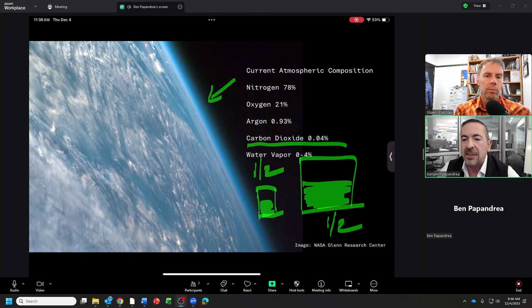So we have to look at this in a big picture way. That 0.04% carbon dioxide plays a significant role, even though it's only in that tiny fraction.